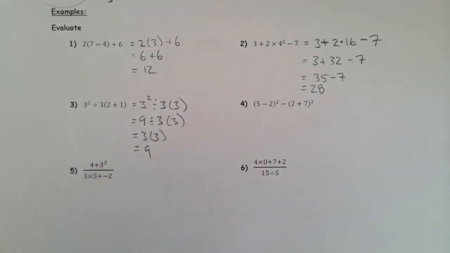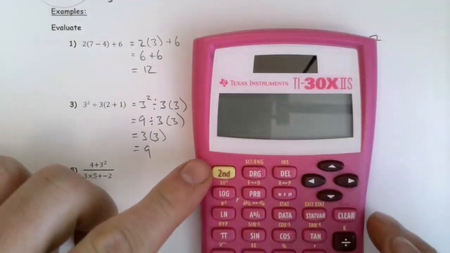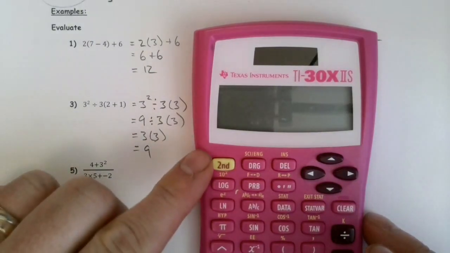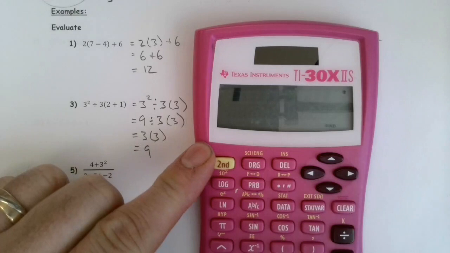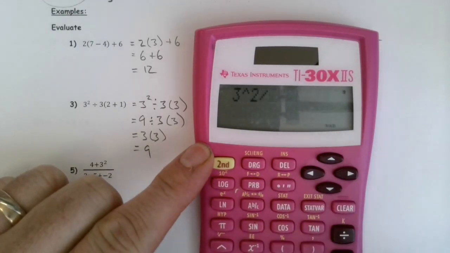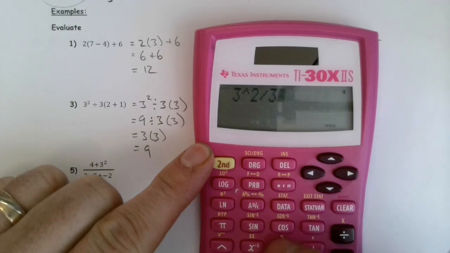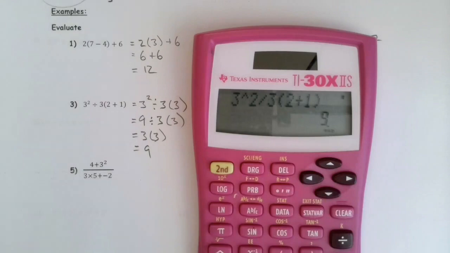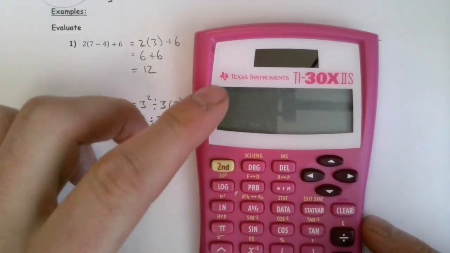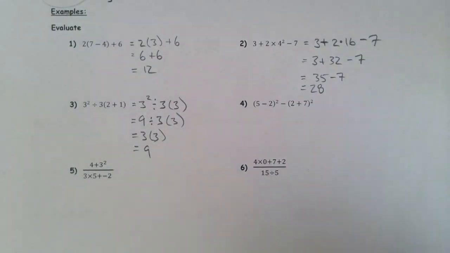Now, I tell you what, let's just double check that we are doing this all correctly here. So let's go to my calculator here. Nice pink calculator. This will be 3 squared divided by 3 multiplied by 2 plus 1. Do I get 9? I do get 9. Okay, so the calculator is giving me that same understanding of the order of operations that we're doing right here.